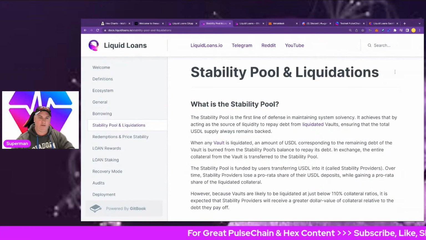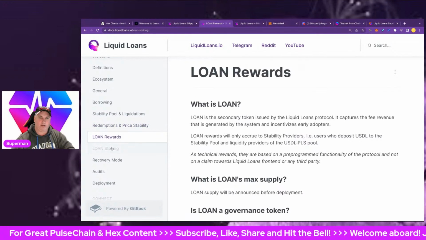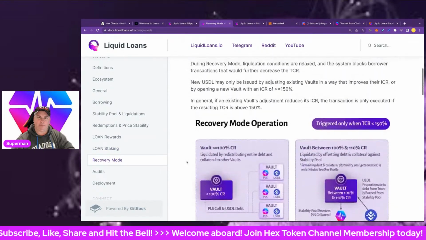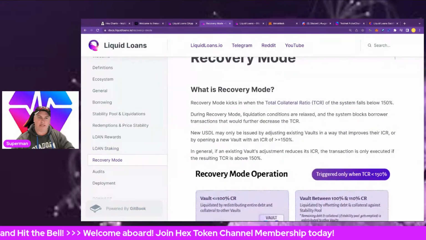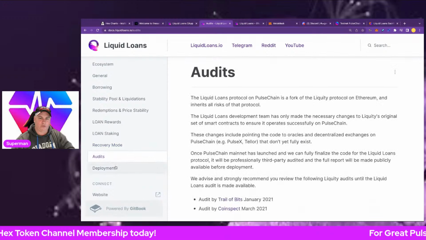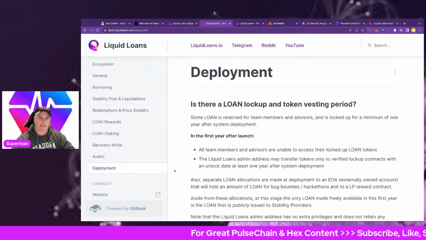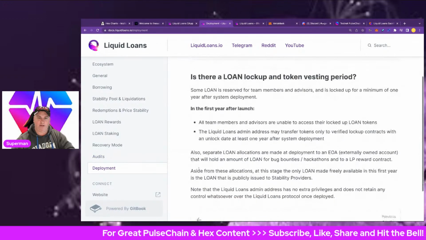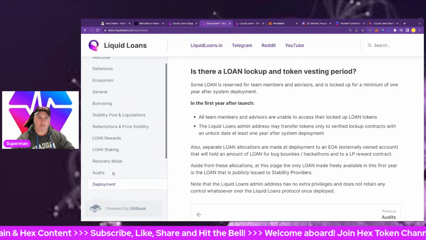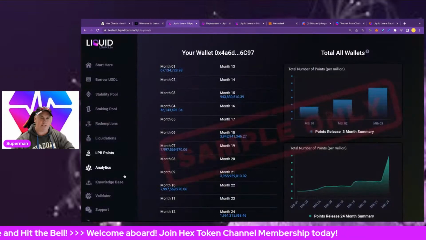This is where you stake and earn, and liquidations, redemptions and price stability, LOAN rewards and LOAN staking, and a recovery mode, which is pretty important for the health of the whole ecosystem. The system protects itself when it gets down to 150% and liquidates the highest risk assets, as we looked at earlier. Then audits for the protocol, which you can see the 2 audits there, and of course deployment as well. Remember, Liquid Loans is a fork of Liquity on Ethereum, and we've seen how well it's done, particularly after Terra Luna collapsed. So pretty nice on that one. All right, so that is that one, and of course that's the knowledge base.